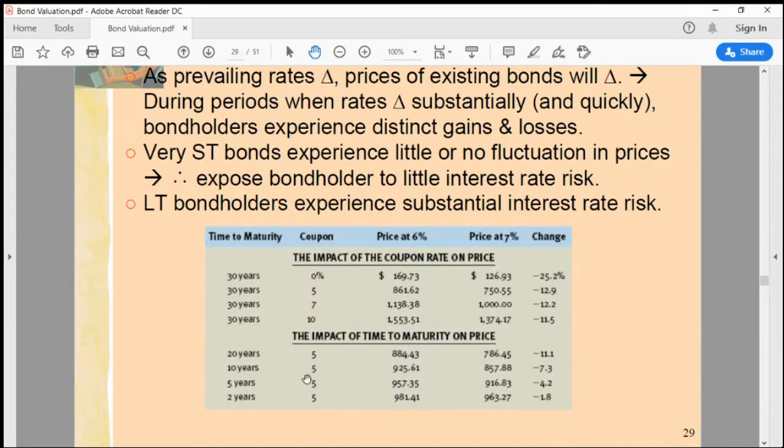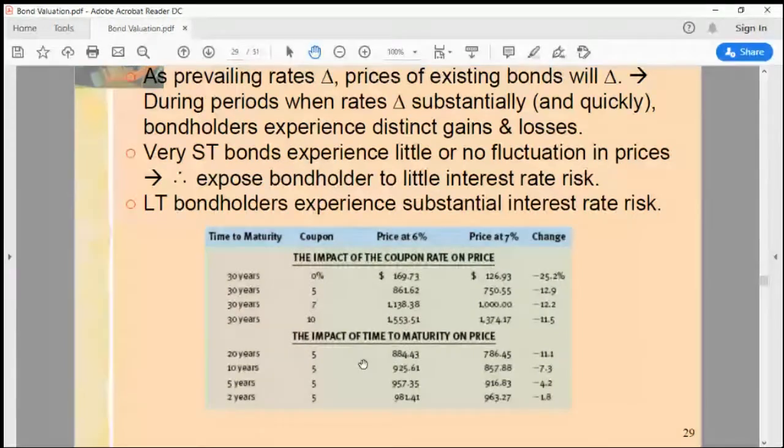So let's assume the same coupon rate, but different time left to maturity: 20 years, 10 years, 2 years, right? And then the discount rate is 6% and it goes up to 7%. And of course, you can tell this is going to be a discount bond to begin with. Why? Because the coupon rate is lower than the discount rate. So it's bound to be a discount bond.